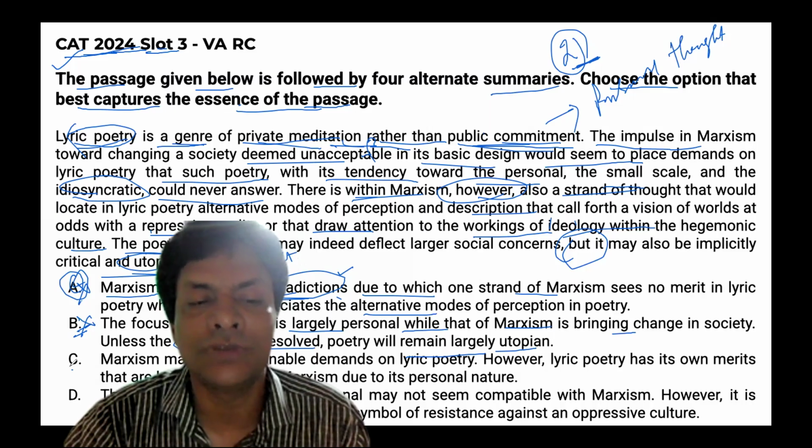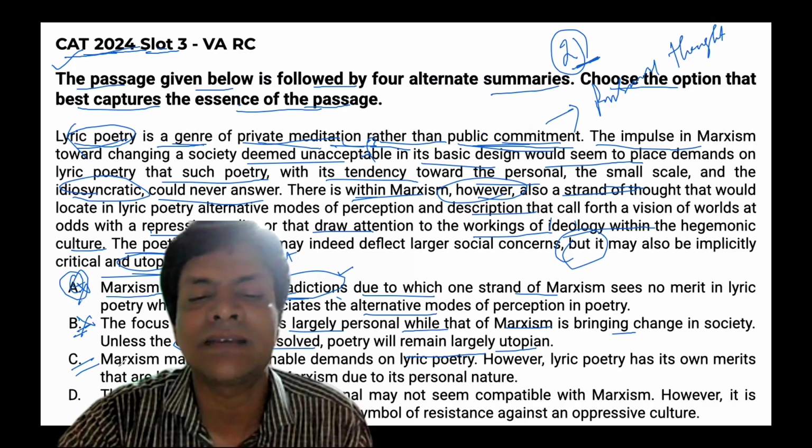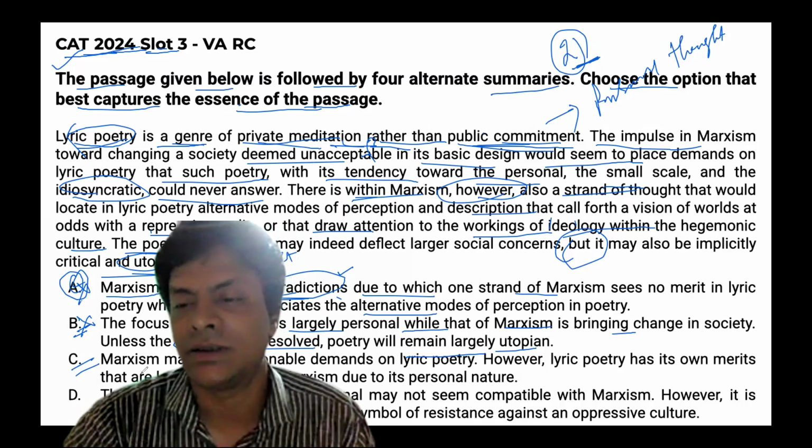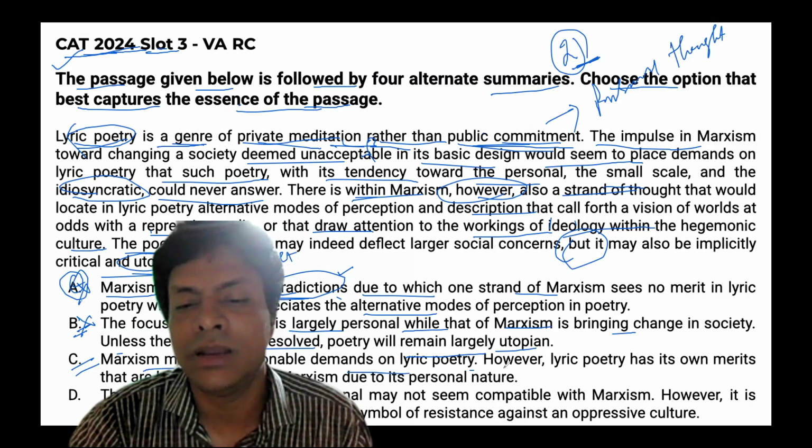Now, come to the third option. The third option says that Marxism makes unreasonable demands. Marxism makes unreasonable demands. Lyric poetry.